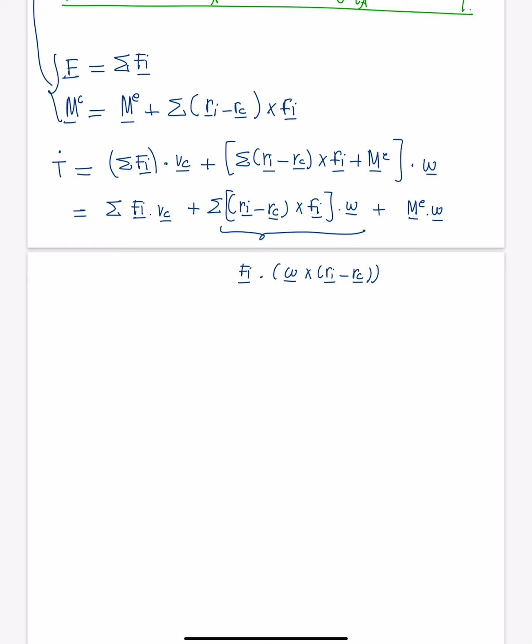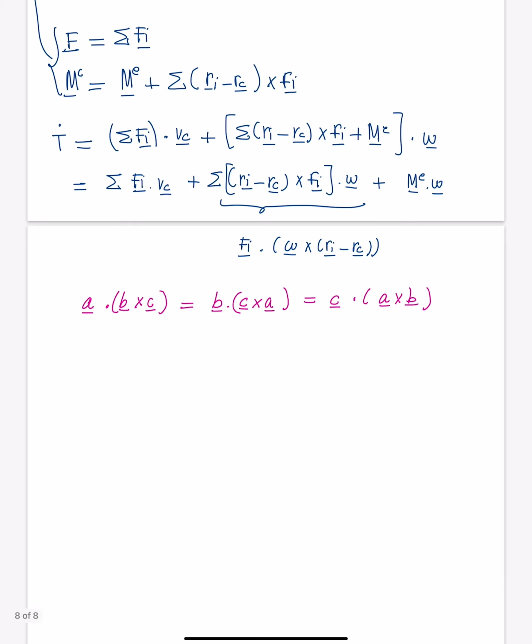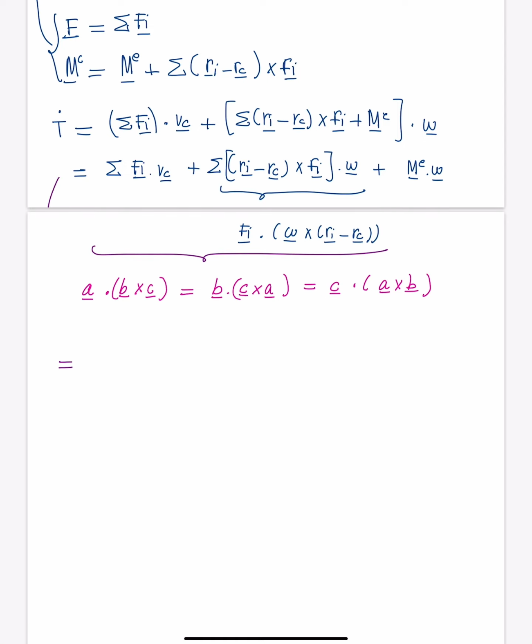Okay, that's because if I have A dot B cross C, a scalar triple product, that's what we call it, it's cyclical basically. I can prove that I can write this as B dot C cross A, which is equal to C dot A cross B. Okay, so now looking at these two terms, these two sums, I can take Fi as a common factor. So that's the sum of Fi dotted with Vc plus omega cross Ri minus Rc.